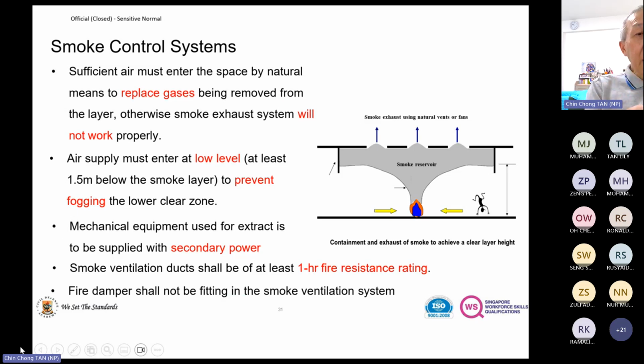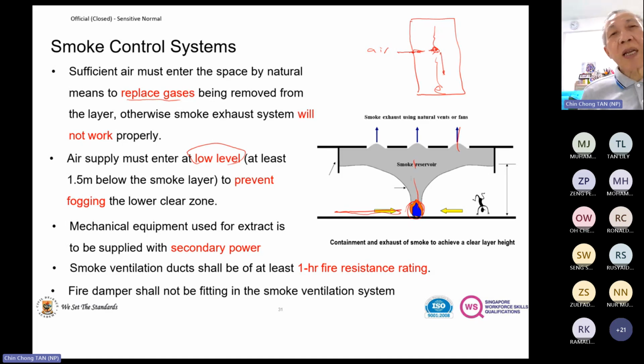And like I said, the smoke is being exhausted, so air must come in to replace the smoke, and it must be at low level. Why? Because when it's at low level, it gets heated up, then it goes up. Let's say you have an atrium building and a fire, and you have smoke, with air coming in at high level. This air is very cold. So when it's cold, it mixes with the hot gases and the whole thing will drop down. There's not enough buoyancy. So it's better for the cold air to come in at the bottom. Then it gets heated up by the fire, then it goes up.